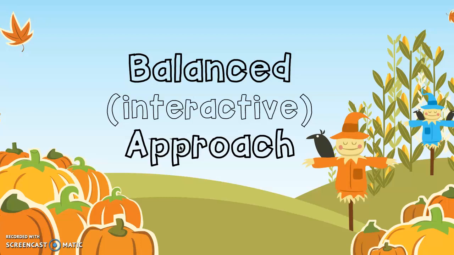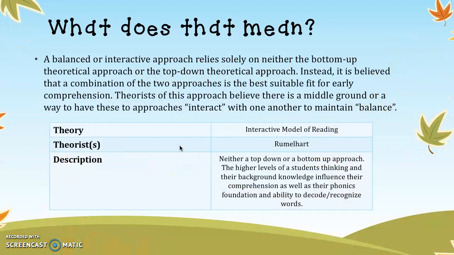So there is also the balanced interactive approach, which really just takes both of these approaches and interacts them together. So it doesn't rely solely on the bottom up or the top down. It's a combination of the two approaches, and there is one theory that I have researched that goes under this, but I also believe that anytime you are interacting both of the different theoretical approaches together, then you are falling under the interactive model or the balanced model.